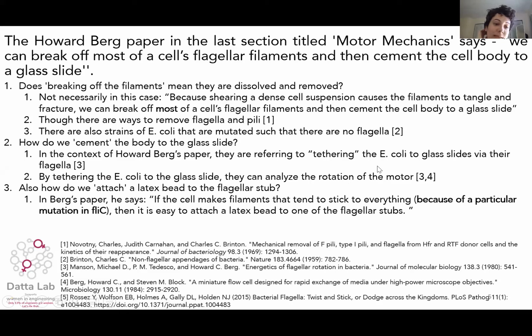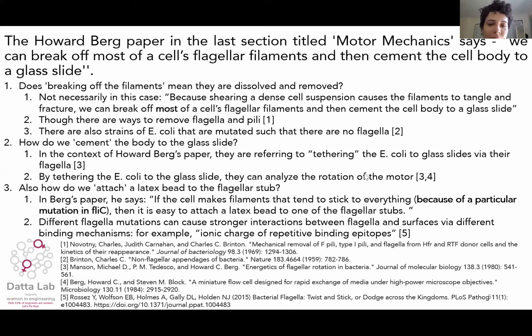Basically this comes down to a mutation in the flagella. They have repeating binding epitopes with an ionic charge, so they are what we would call sticky. And so they can stick to latex beads, which they can then use to look at the rotation, or they can even stick to glass slides. You can mutate E. coli so that their flagella aren't sticky, so that is something that people do.